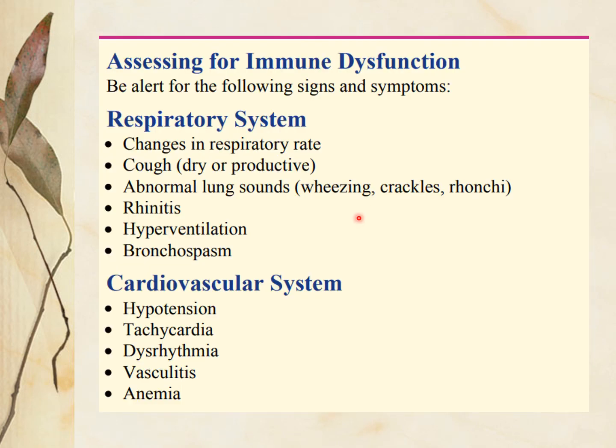In assessing for immune dysfunction, you must be alert for the following signs and symptoms, particularly for the respiratory system. You have to assess if there are any changes in the respiratory rate. Is there cough, dry or productive? Are there abnormal lung sounds like wheezing, crackles, rhonchi? Is there any presence of rhinitis, hyperventilation, and bronchospasm? For the cardiovascular system, you have to check for hypotension, tachycardia, dysrhythmia, vasculitis, and anemia.